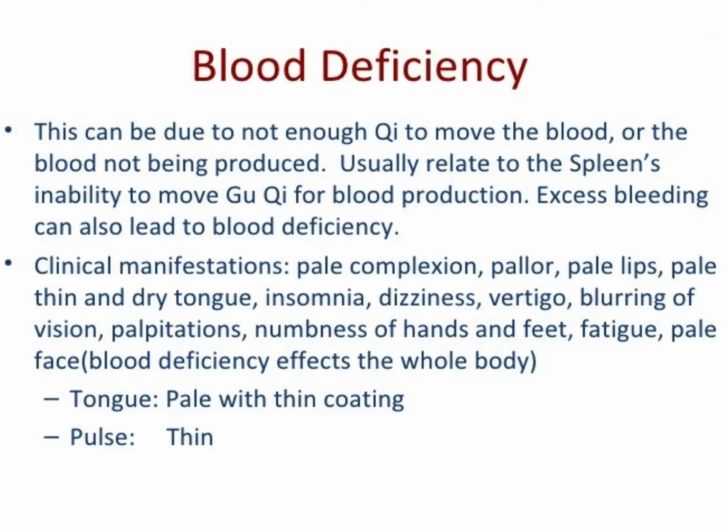Among the clinical manifestations of blood deficiency are pale complexion, pallor, pale lips, pale, thin, and dry tongue, insomnia, dizziness, vertigo, blurring of vision, palpitations, numbness of hands and feet, fatigue, pale face. In blood deficiency, it affects the whole body. So the tongue will look pale with thin coating and the pulse will be thin.